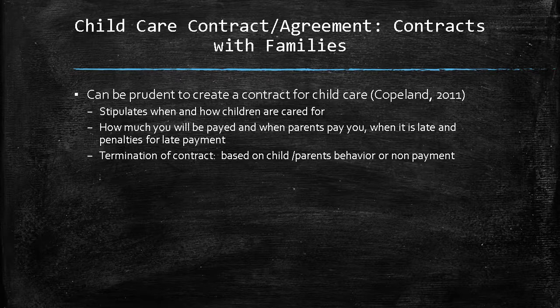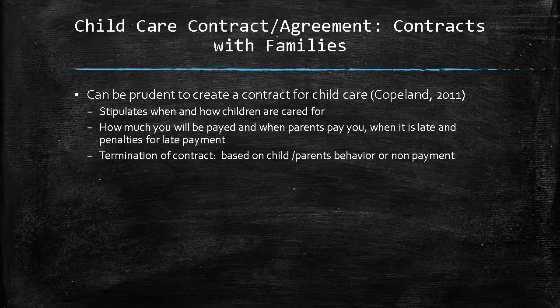So when we're creating a contract for childcare, it stipulates when and how children are cared for. So the hours of operation, or the hours that the children can be there. So your center might be open 7 to 7, but if they're in part-time care, they can only be there 9 to 3. Something like that. So it stipulates the time that the children are cared for, and then how they're cared for in a classroom setting, by fully permitted teachers, that type of stuff.